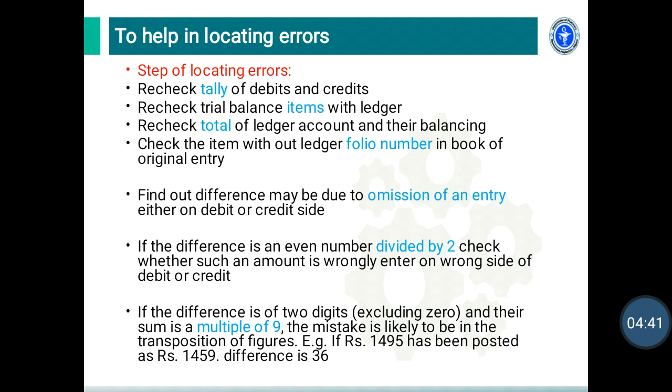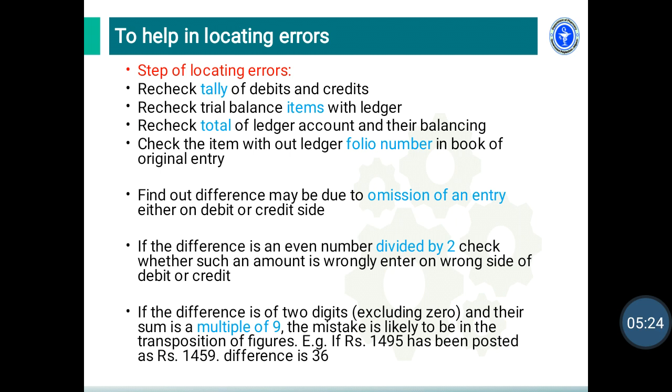In the first step, first of all, recheck the tally of the debit and credit side. Second, recheck the trial balance items with the ledger, that means whether they match or not. Then third, rechecking the total of ledger accounts and their balancing should be undertaken to see whether the difference in total is due to an error in totaling, addition or balancing of ledger accounts. So in this way check the total and balancing.